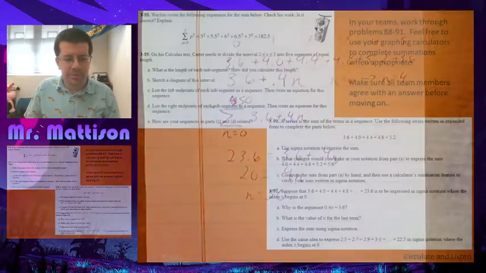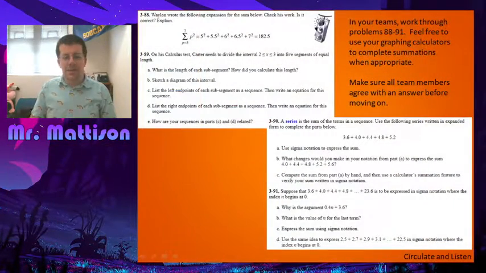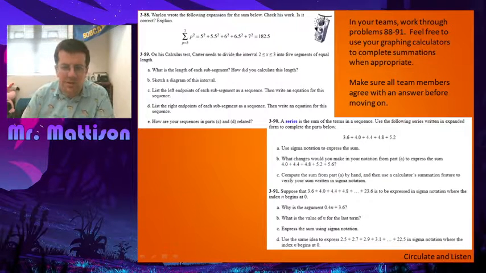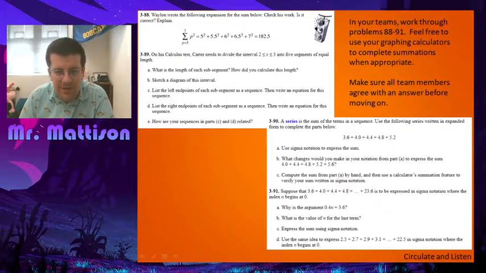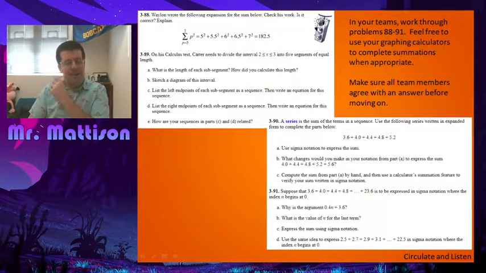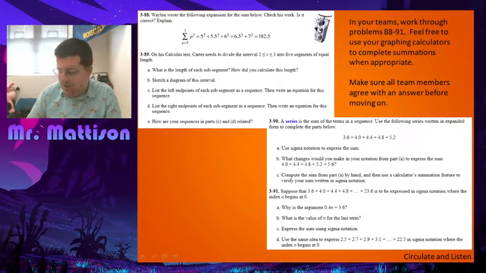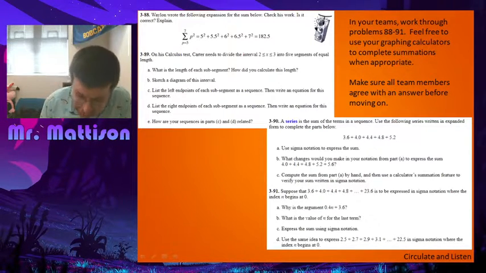All right. And then use the same index to express 2.5 plus 2.7 plus 2.9 all the way up to 22.5 in sigma notation, where the index n begins at 0. Okay, so let's try and figure this out. So we have 2.5 plus 2.7 plus 2.9 plus 3.1 plus dot dot dot until we get to 22.5.